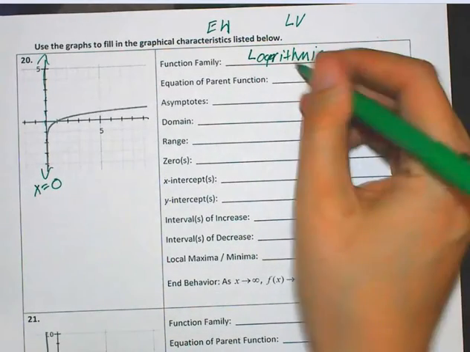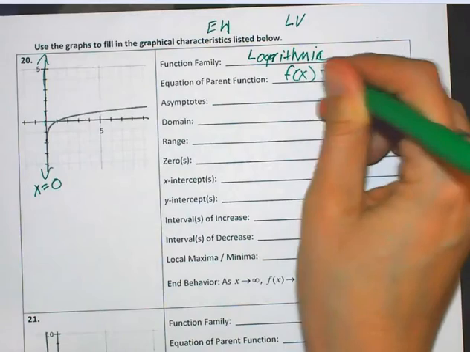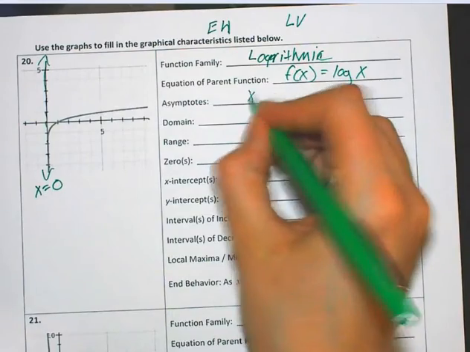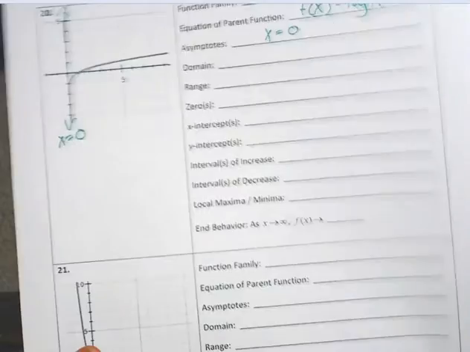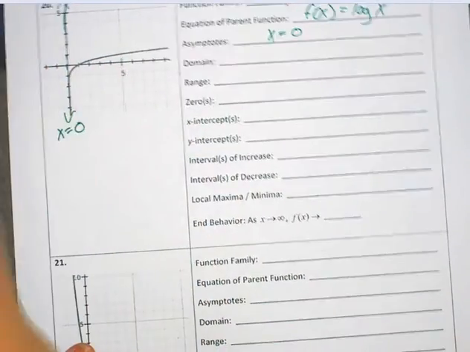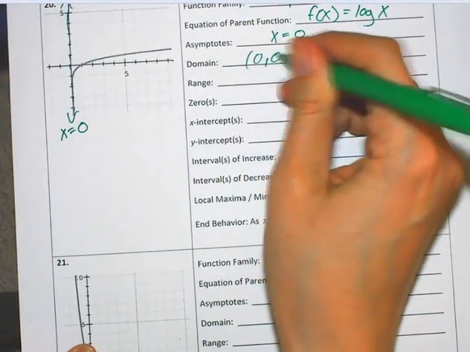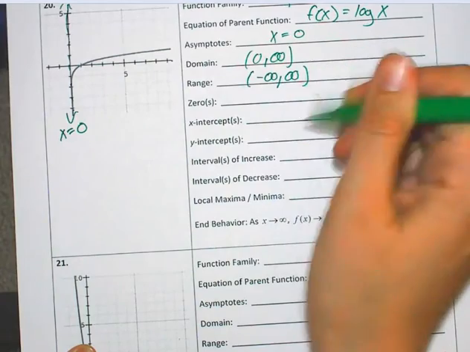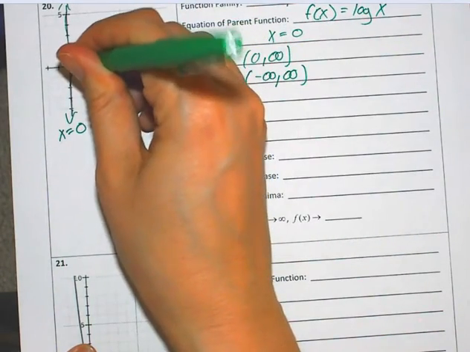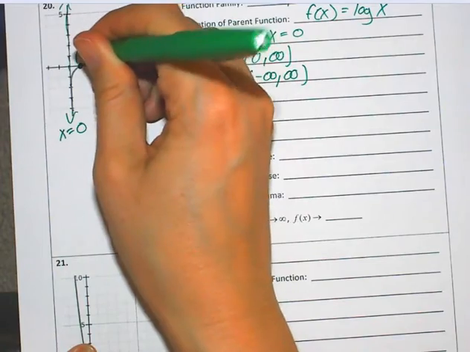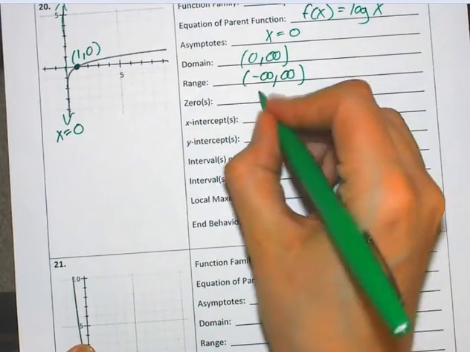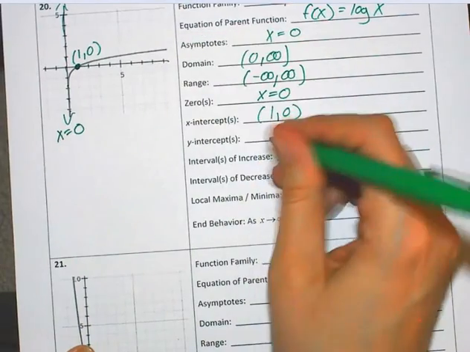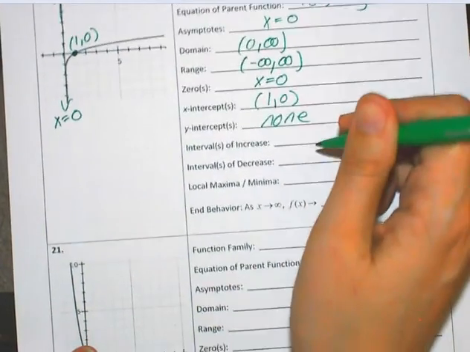All right, so our parent function is f of x equals log of x. Asymptotes, we already said were x equals 0, okay, because that's my vertical asymptote there. So then the domain, there's nothing here on the left side, so we have 0 to infinity, and the range down to up is negative infinity to positive infinity. Zeros is where it crosses the x-axis, so I have a zero there at 1, 0, but when it asks for the zeros, we write it as x equals 1. My x-intercept is 1, 0. It never crosses the y-axis, so we have no y-intercepts.